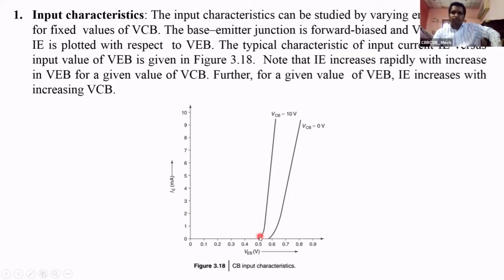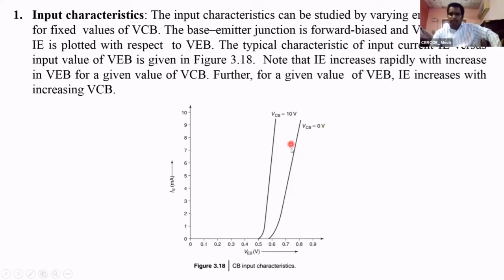When the voltage increases beyond the knee voltage, the change of current is exponential. Immediately the current increases, meaning the barrier has collapsed. Because of that, current flows in the form of holes or electrons, and it crosses the PN junction. Here the output voltage VCB is kept constant. The current increases exponentially with VCB at 0 volts.